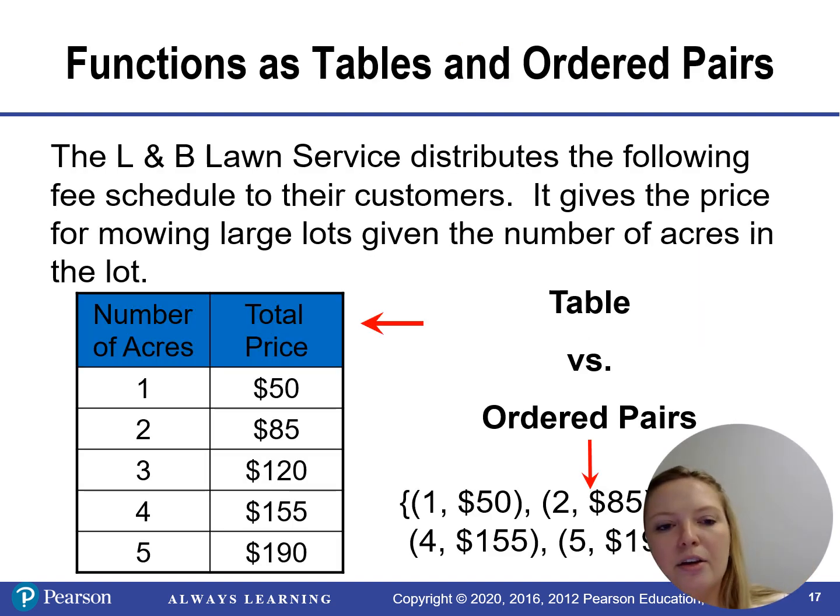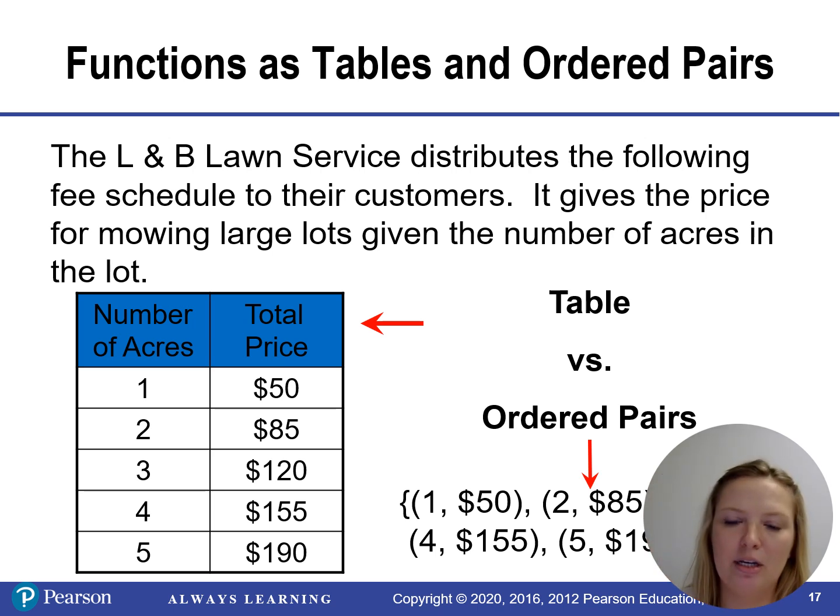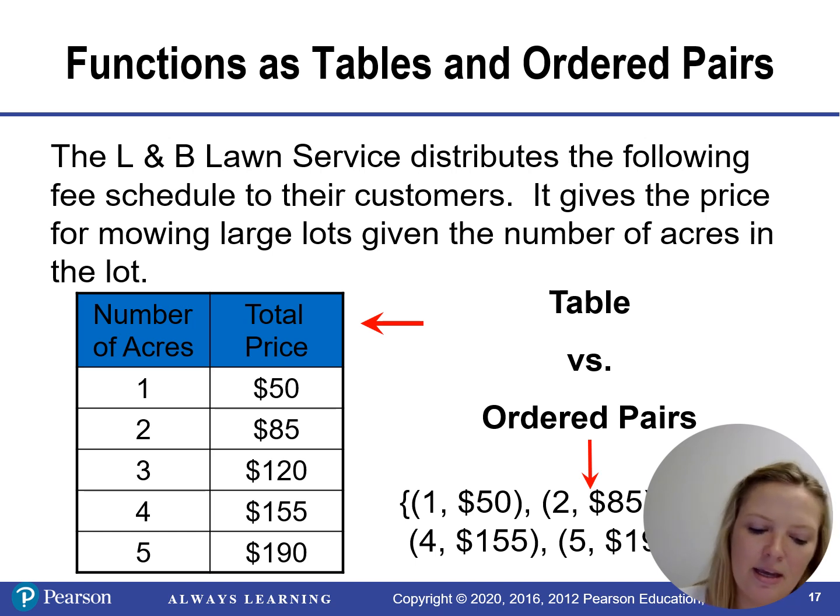Okay, another way we can represent functions is using tables and ordered pairs. So in this example, the L&B Lawn Service distributes the following fee schedule to their customers. It gives the price for mowing large lots given the number of acres of the lot. So if your farm or land is 1 acre, then you have to pay $50.